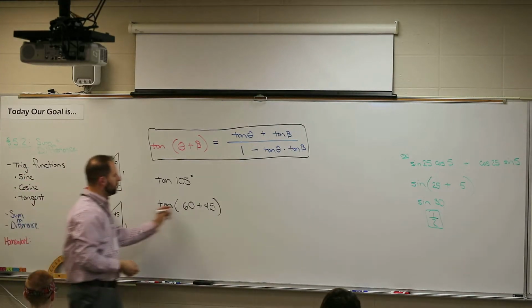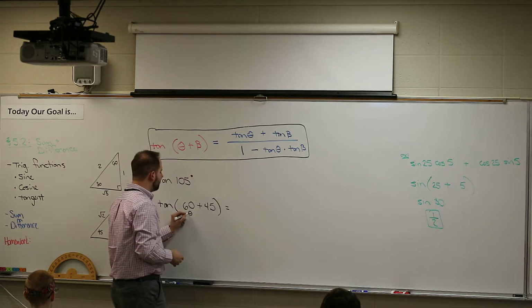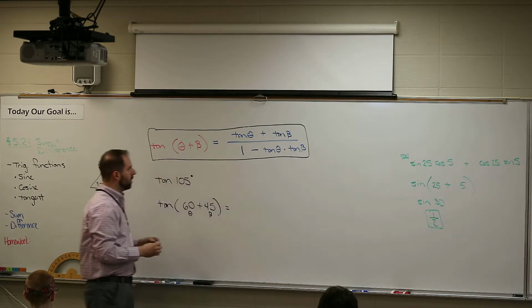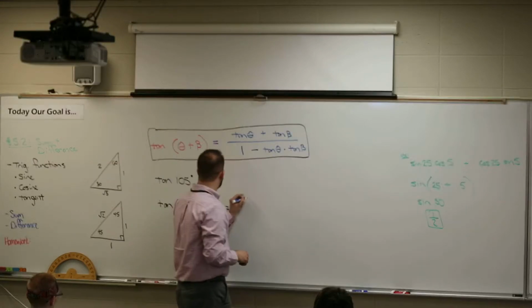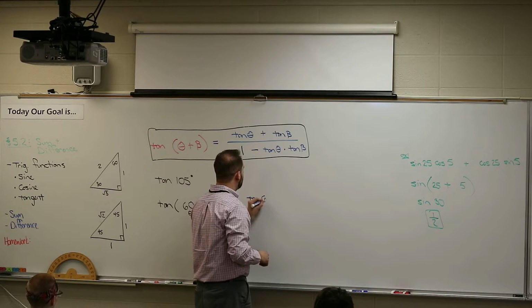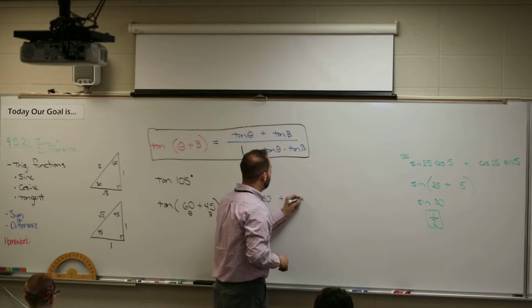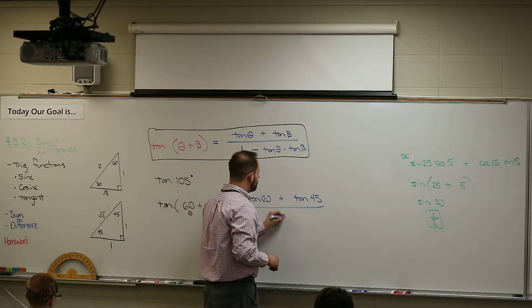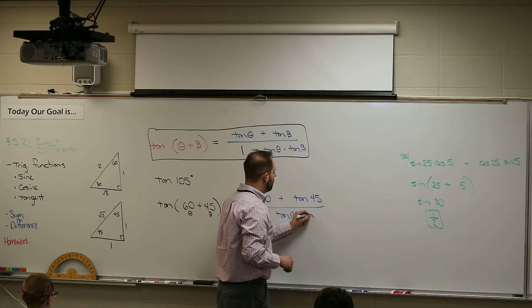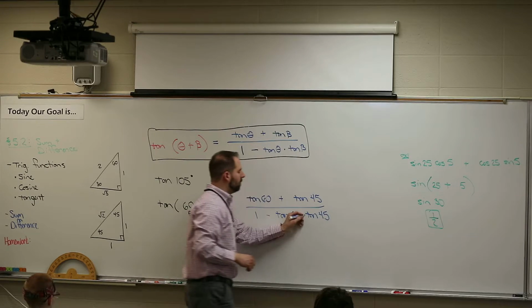Okay? So let's plug these numbers in. This is going to be my theta, this is going to be my beta on this particular problem. If I plug these numbers in up there, here's what I have: tangent of 60 plus tangent of 45 all over 1 minus tangent 60, tangent 45. Does everyone see how I'm plugging in the numbers there?